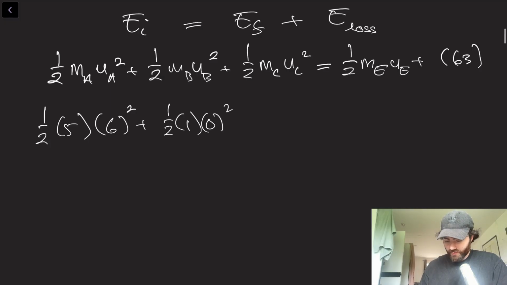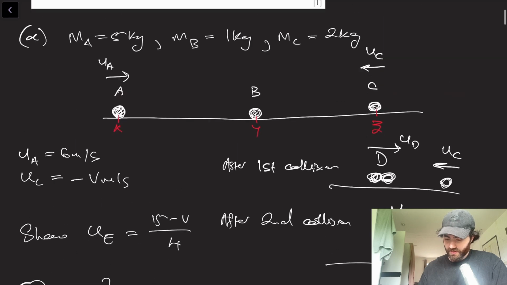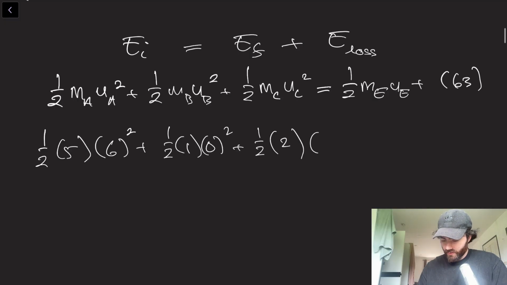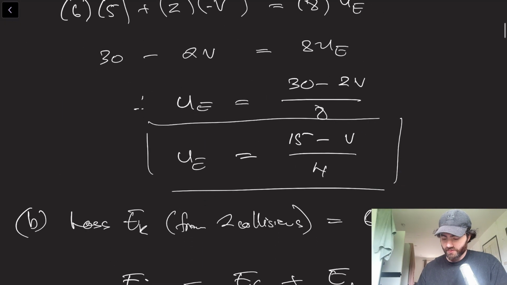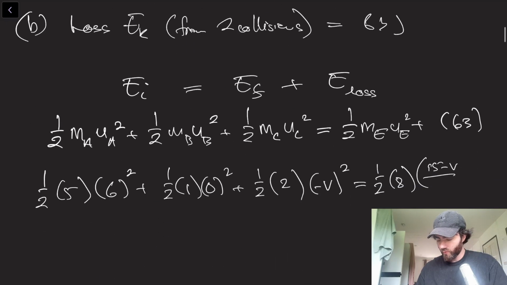And this is 0 because B initially is not moving, plus a half of the mass of C, which is 2. But I'll just double check that. 2, yes. And the initial speed of C was minus V, so 2 times minus V squared. This equals a half. The total mass will be all of them, which is 8, and U of E, which was this, so 15 minus V over 4, squared, sorry, plus 63.